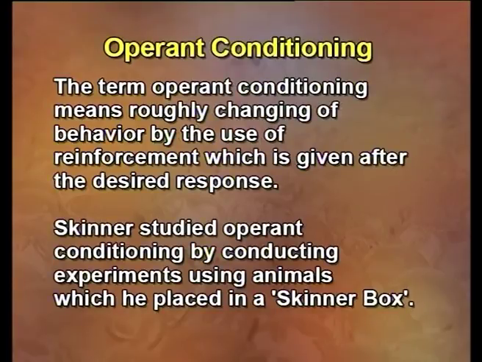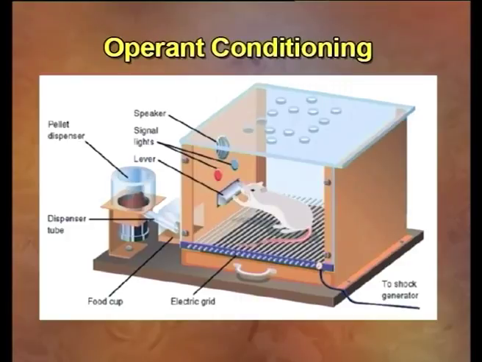Skinner studied operant conditioning by conducting experiments using animals which can be placed in a box called Skinner's box. Behavior which is reinforced is more likely to be repeated, while behavior which receives no reinforcement or, on the other hand, is punished is likely to be extinguished, in the language of operant conditioning. For example, when a rat is placed in a Skinner's box, when it presses a lever by chance, it gets food pellets.